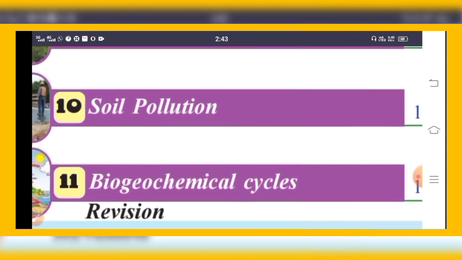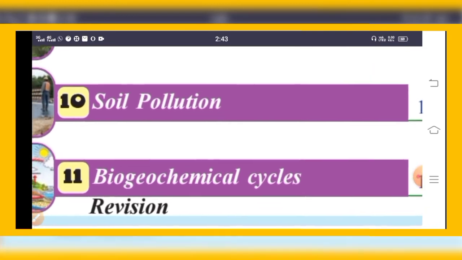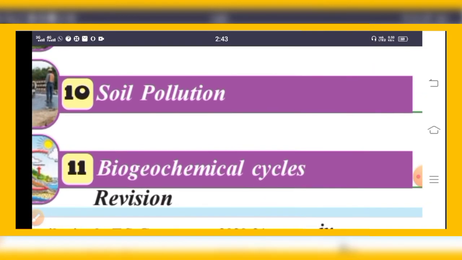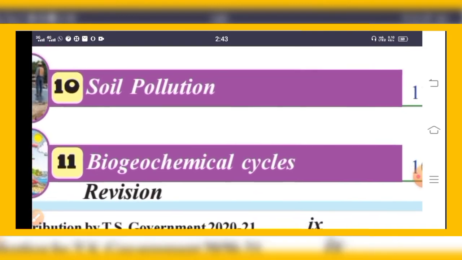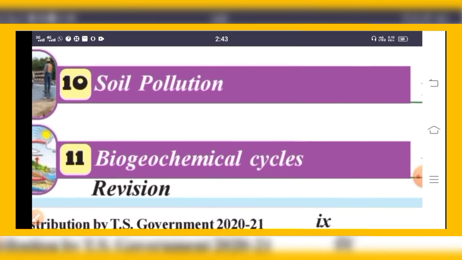Soil pollution. We already know pollution is dangerous for living things and causes many harmful effects. Pollution has many types: sound pollution, land pollution, which is nothing but soil pollution, water pollution, and thermal pollution. Among these, land pollution or soil pollution, which is given in our textbook, we will study deeply.